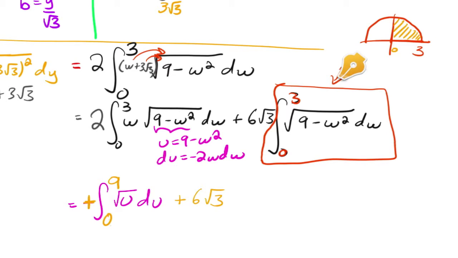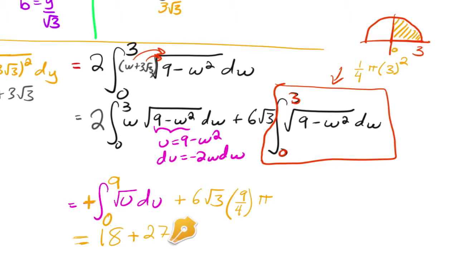So this is 1/4 of a circle of radius 3. So if I just use pi r squared, multiply by 1/4, this is going to equal 9/4 pi. And so then this is equal to, if you do all that, 18, and then plus 27 pi root 3 over 2.